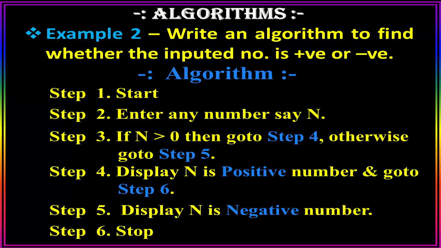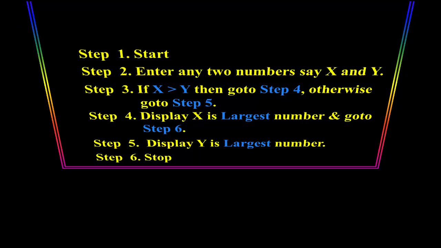If it is greater than 0, then after step number 3, we will go to step number 4 and display the message n is positive number. And after step number 4, we will directly go to step number 6 to stop the program. But if n is not greater than 0, it means that n is less than 0, then we will go to step number 5 after step number 3. And after displaying the message n is negative number in step number 5, we will go to step number 6 to stop the program. Let's take one more example.